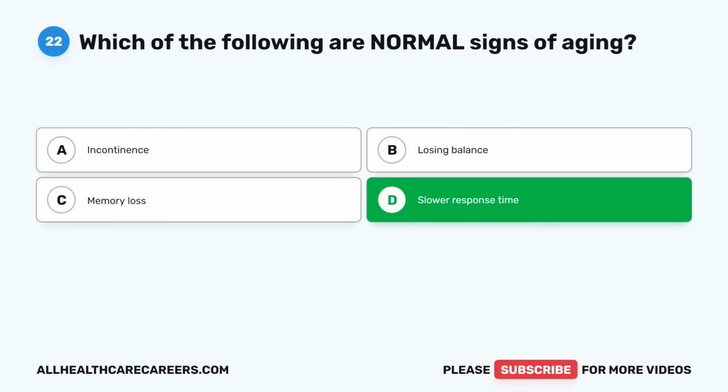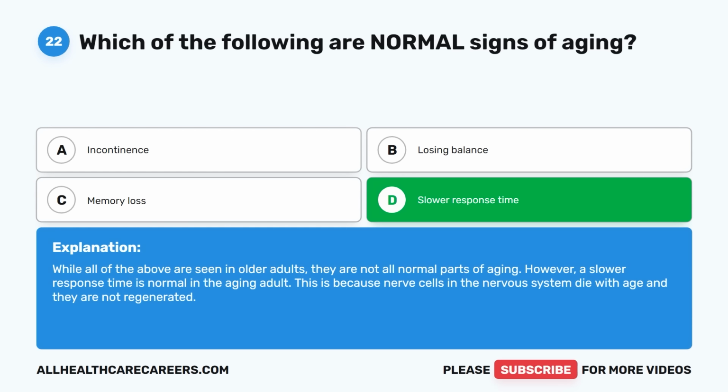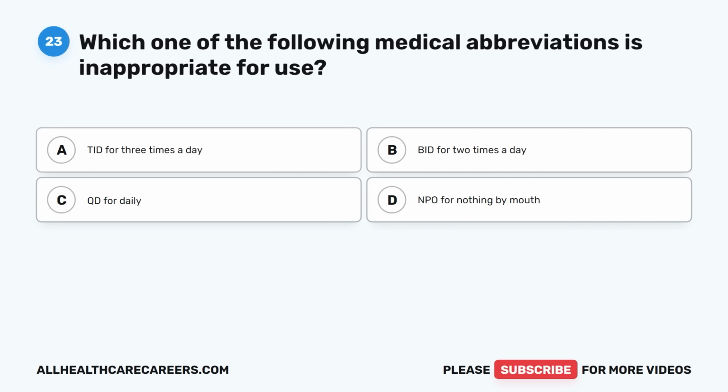Slower response time. While all of the above are seen in older adults, they are not all normal parts of aging. However, a slower response time is normal in the aging adult. This is because nerve cells in the nervous system die with age and they are not regenerated.